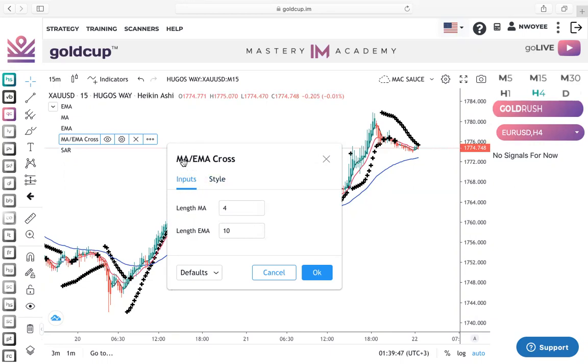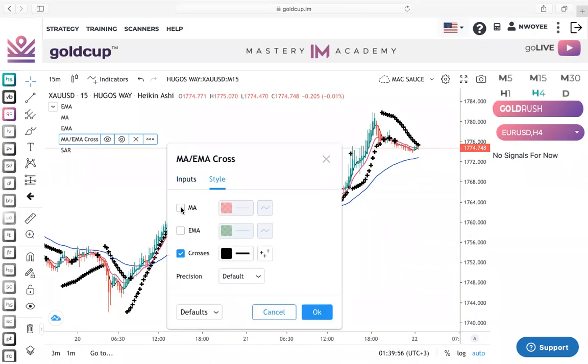Right, but now, MA/EMA cross, length 4, length 10, okay? Length 4 and 10, style, on check MA, on check EMA, the cross should be checked, and this needs to be black. And I'm gonna show you every single thing we just added where you can actually locate it. All right. MA on check, EMA on check, cross is checked. Okay. And this is black.